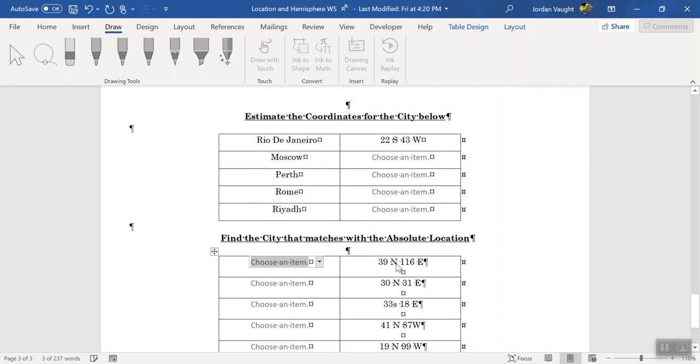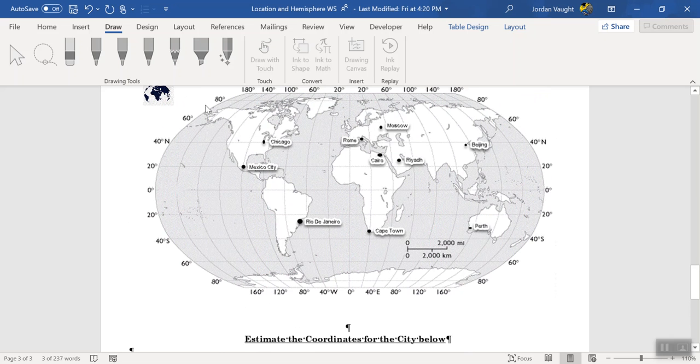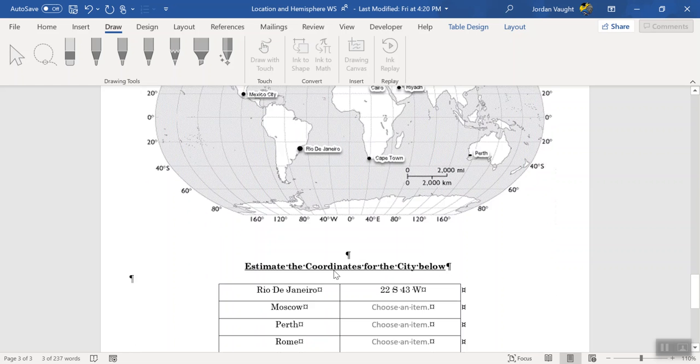For these ones, I give you the coordinates. Now you've got to tell me what city is nearby. So you look at the different cities here. We're looking for 39 degrees north, 116 east. So we go up, we try to find 39 degrees north. Well, we can't find it here, but 39 is next to 40. So we know it's going to be near this line. We just don't know which of these three cities it's going to be.